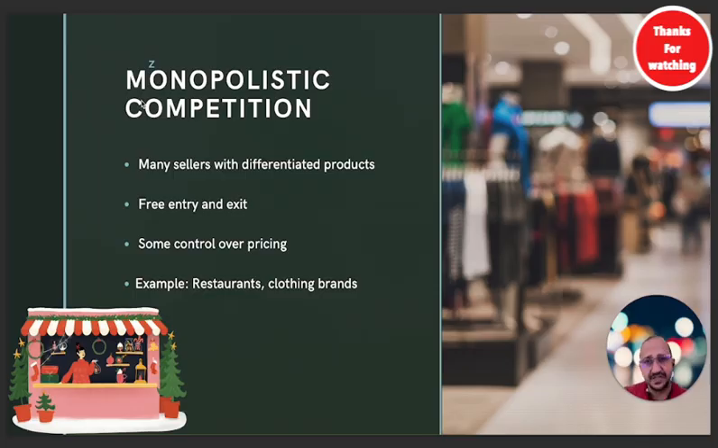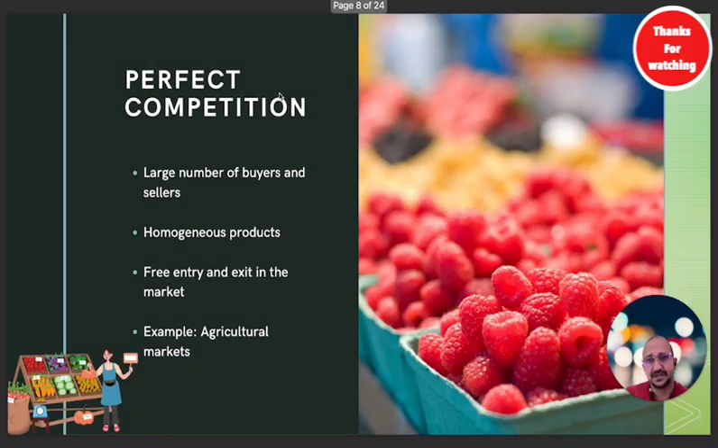Before we proceed into monopolistic competition, let's do a simple thing first: perfect competition. Guys, as you know, in the real world, nothing is perfect. When reality comes, there are shades of gray. Generally, perfect competition means there are a large number of buyers and sellers, the product is homogeneous, there is free entry and free exit, and the best example is the agriculture market.